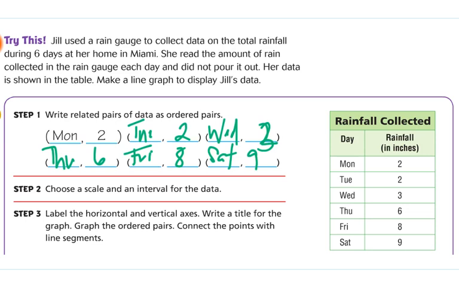Step 2, it says choose a scale and an interval for the data. So our scale would be from Monday through Saturday, and our scale here would be from 0 inches to 10 inches, because those would encompass all of those. Our intervals, this is going to increase by a day, and because this is a smaller data set, we can increase these by 1 inch each day.